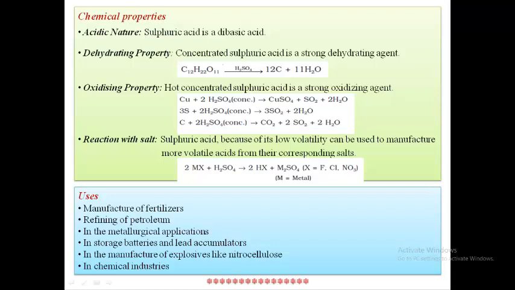So this was about group 15 and group 16 elements and their very important compounds.